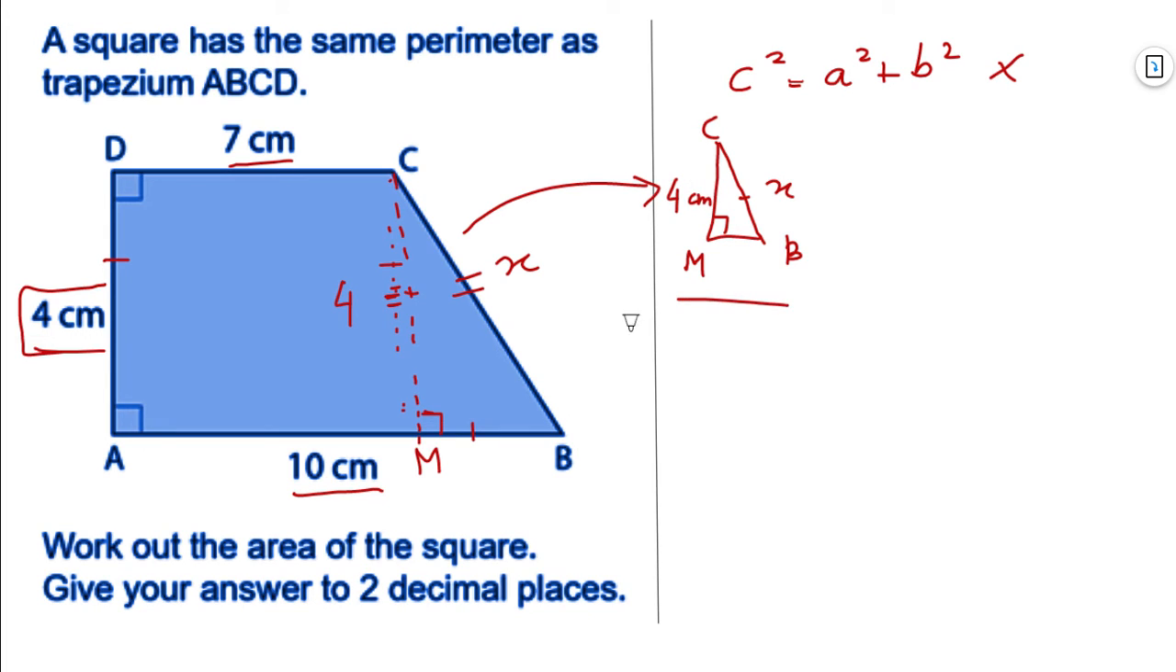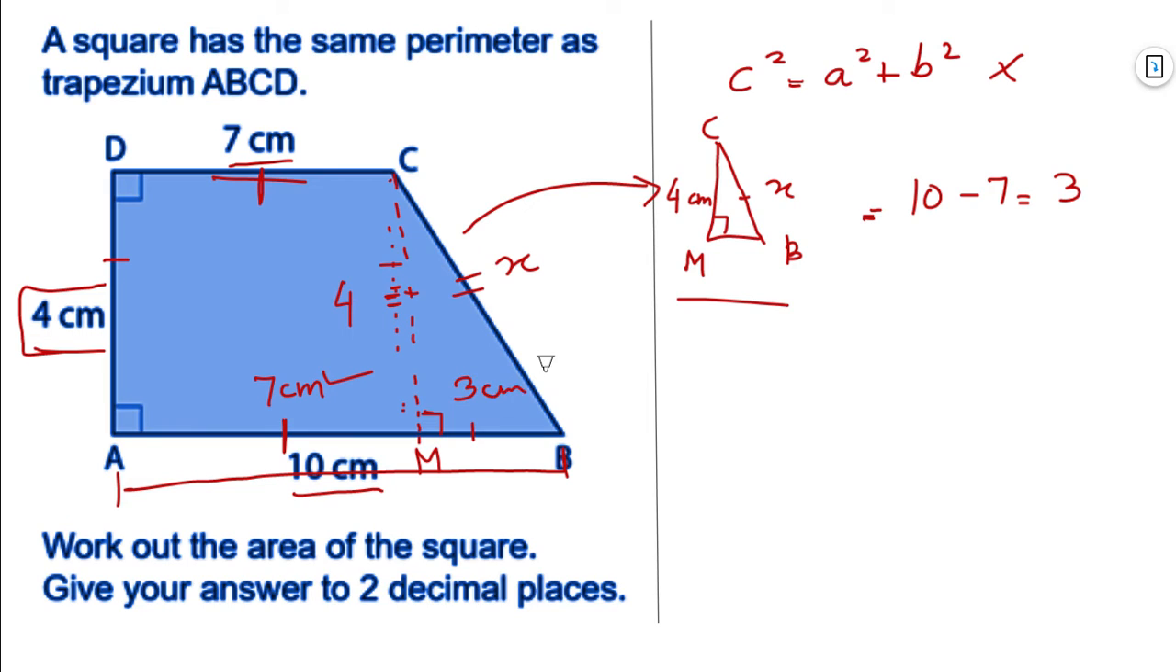And now my MB. Now you need to realize that this AB, the whole thing right here, is 10 centimeters, and the one on the top, DC, is 7 centimeters. Again, since this is a rectangle, if this is 7 centimeters, then this part is also 7 centimeters, and if the whole thing is 10 centimeters, the remaining part is going to be 10 minus 7. That gives me a 3. That means that if AM is 7 centimeters, MB is going to be 3 centimeters. So I'm just going to write MB equals 3 centimeters. And this is the MB. So I'm just going to write 3 here.